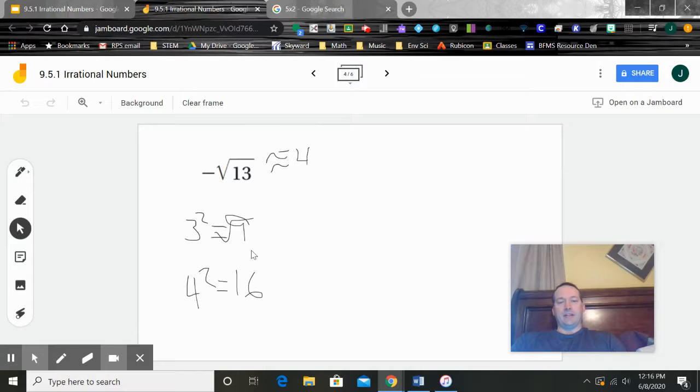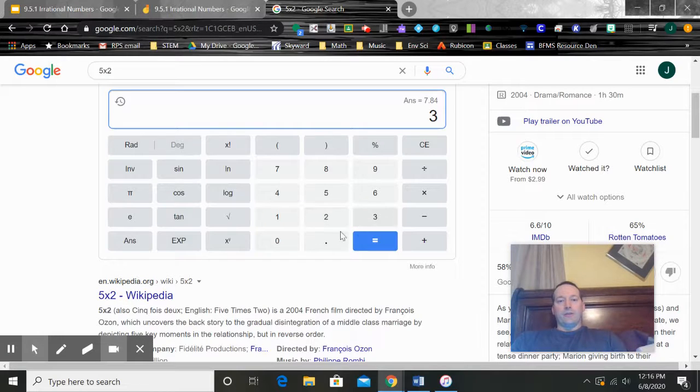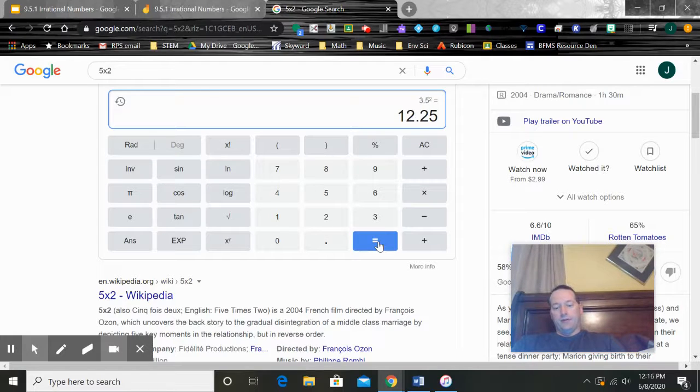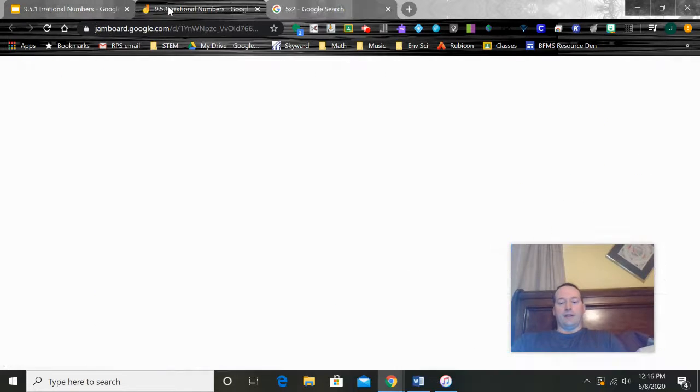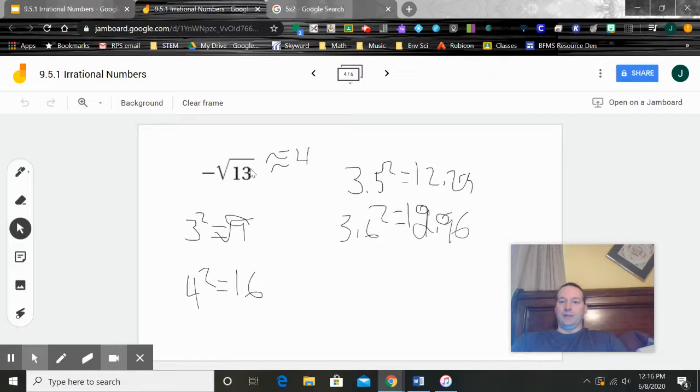Well, let's think about it for a second. This is pretty close to the middle, so it's going to be somewhere around 3.5. So that's where we're going to start. 3.5 squared is 12.25. So it's bigger than that. So let's do 3.6 squared. 3.6 squared is 12.96. Well, I don't even need to go any further than that. 12.96 is really close to 13. So this is about 3.6, and because there's a negative, negative 3.6.